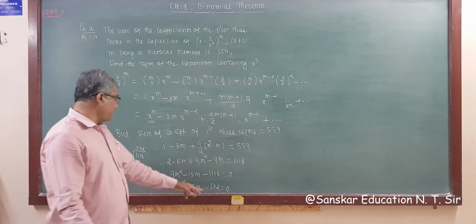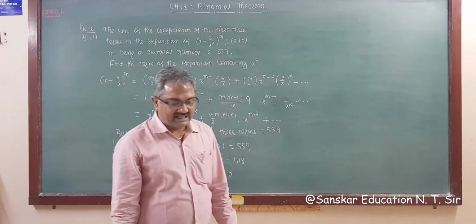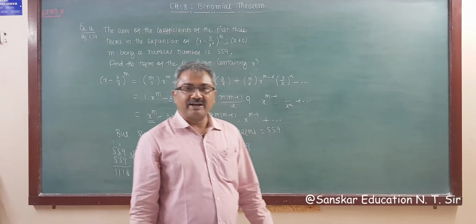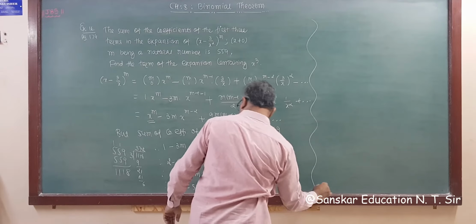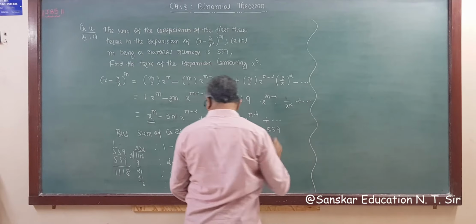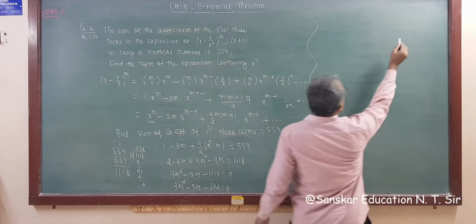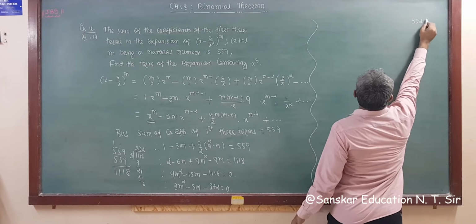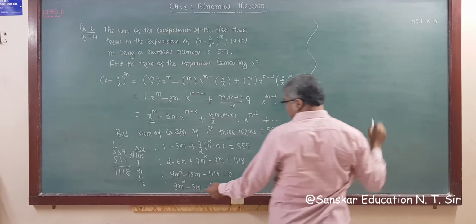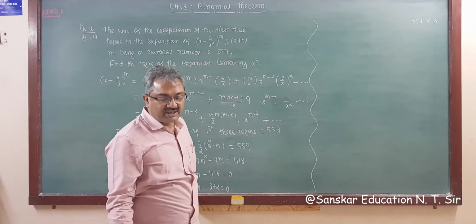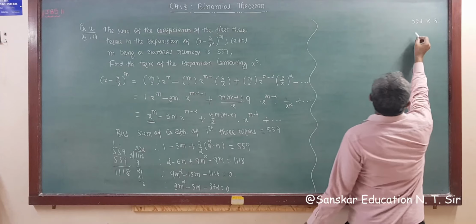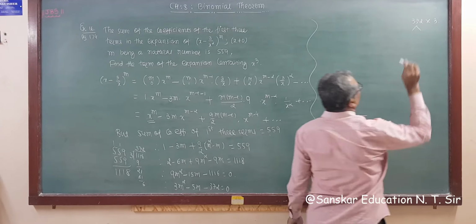Now we have to factorize this. We need factors of 372 into 3 such that after subtracting, we must have 5. So we have to find the factors of 372.